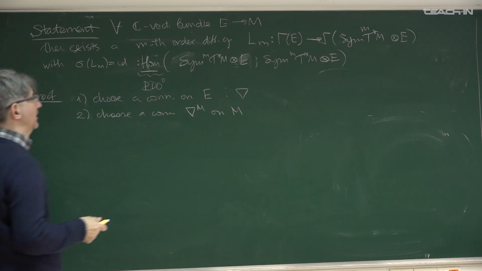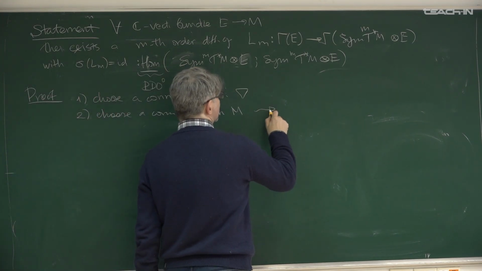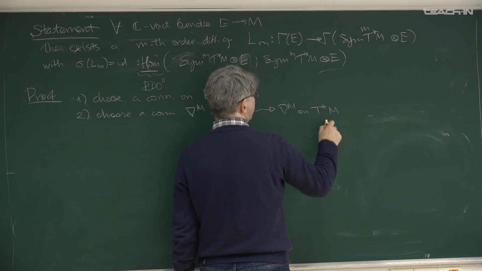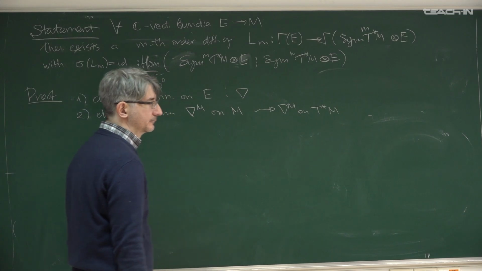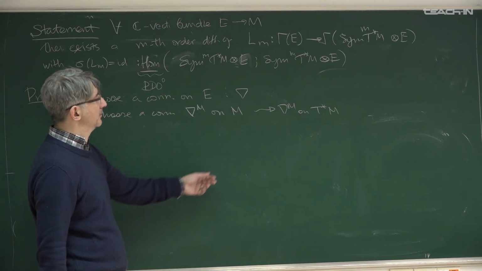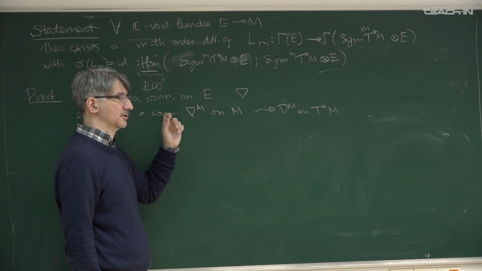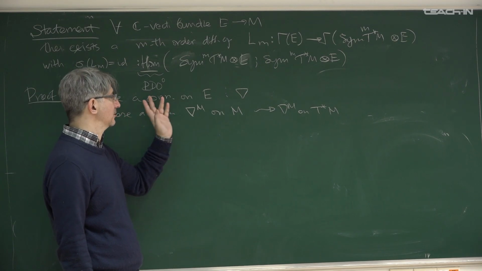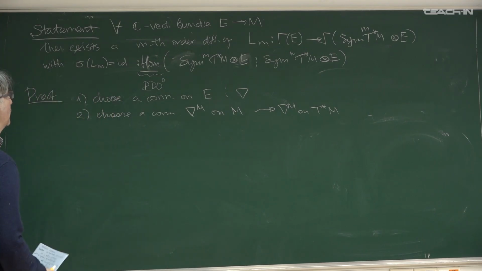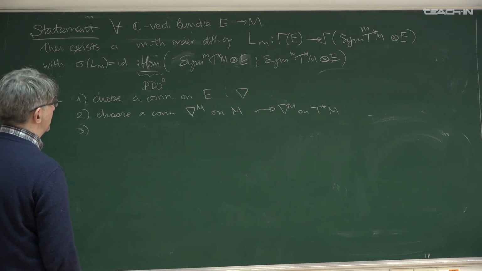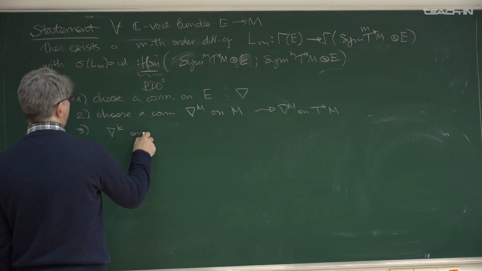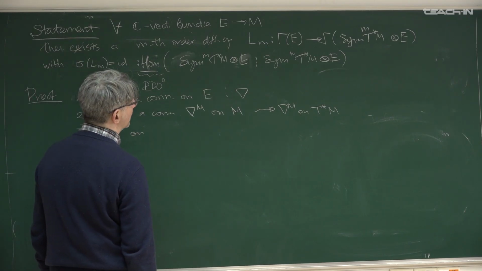So the connection on M induces a connection nabla^M on the cotangent bundle. For example, you can choose a Riemannian metric here, then choose the Riemannian connection on the tangent bundle, and induce a connection on the cotangent bundle, etc. Then we define a connection nabla^K on where?